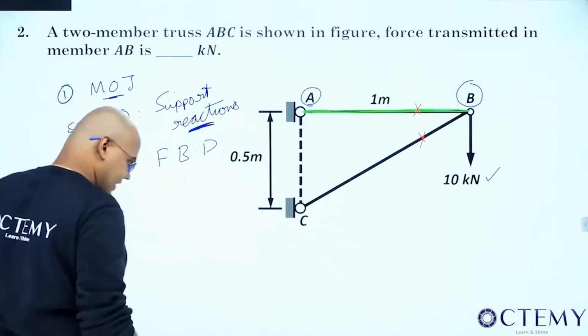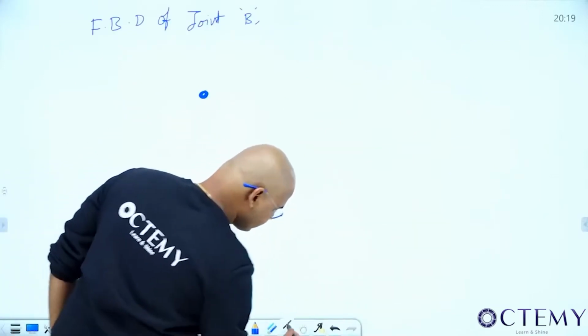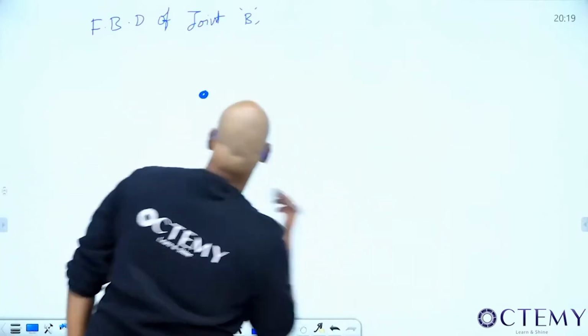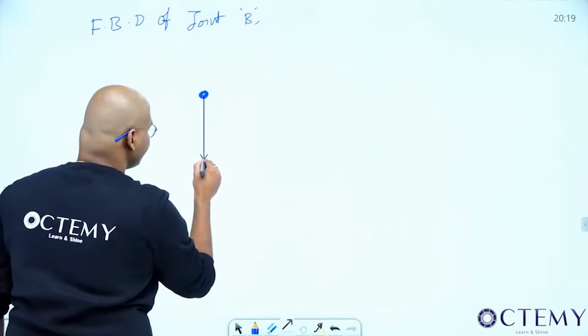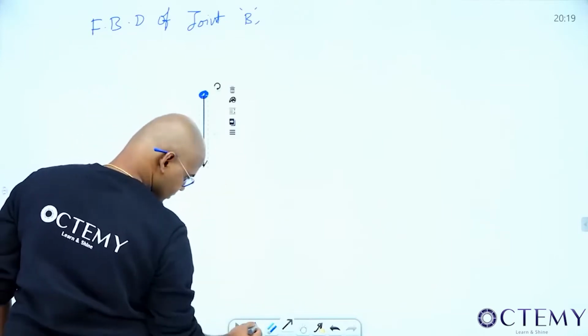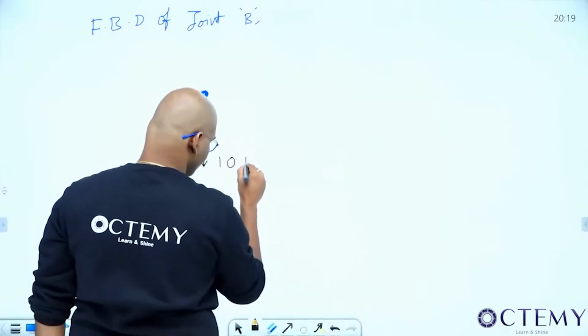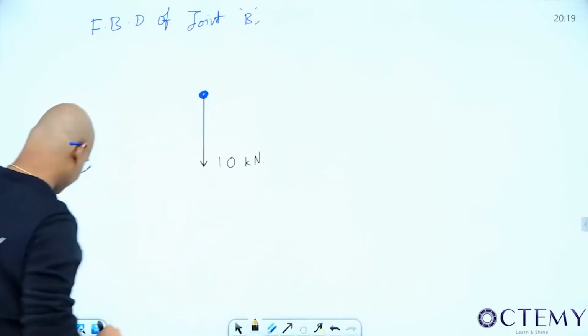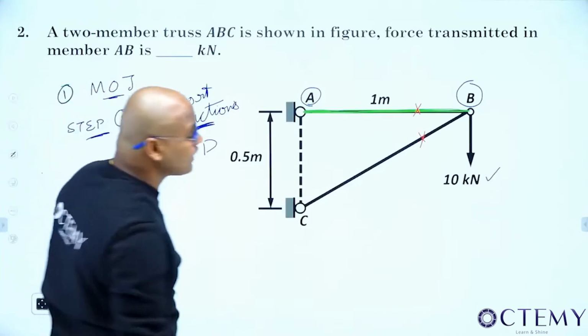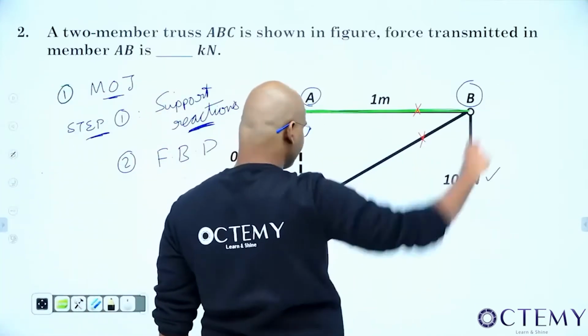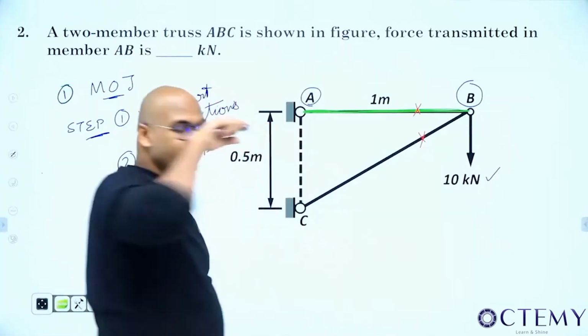10 kilonewtons vertically down. Okay. Next, there are 2 members attached. One is AB and the other is BC. AB. So I told very clearly, what's that?